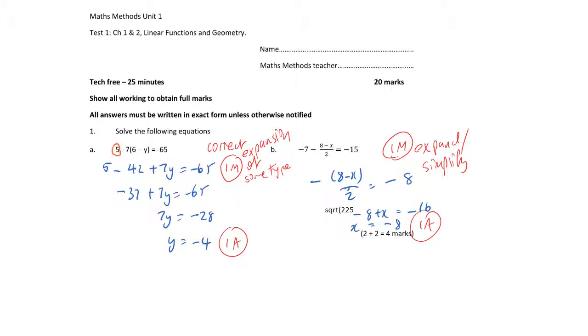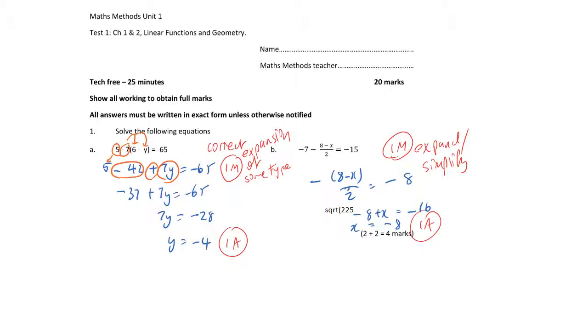With the 5 there, well, there's nothing happening with the 5 because it's not connected with the bracket, so it just stays as 5. But meanwhile, when we come to expand, we count this as being negative 7 times 6, which gives us negative 42, negative 7 times negative y, and that's equal to plus 7y, and the whole thing is equal to negative 65.